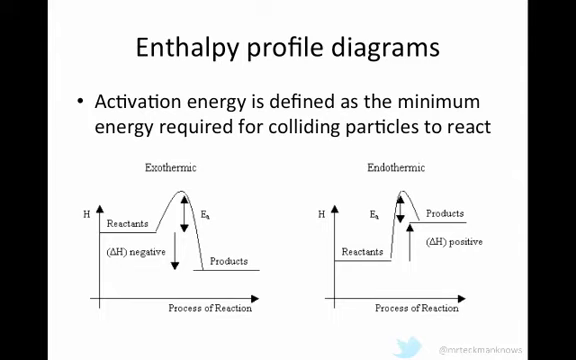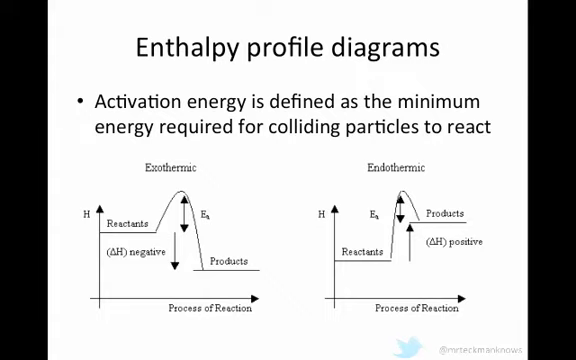Now, the grown-up way of showing an enthalpy change is using an enthalpy profile diagram. The x-axis is the progress of the reaction, as we go from reactants to products. It's quite a stylized model. And the y-axis is the enthalpy, or H, as we put it here. We have the reactants on the left-hand side, and the products on the right-hand side, as you can see. And we have two labels here.